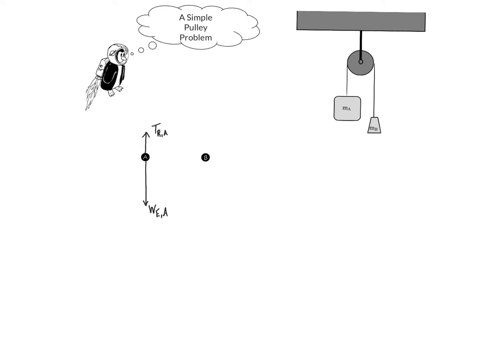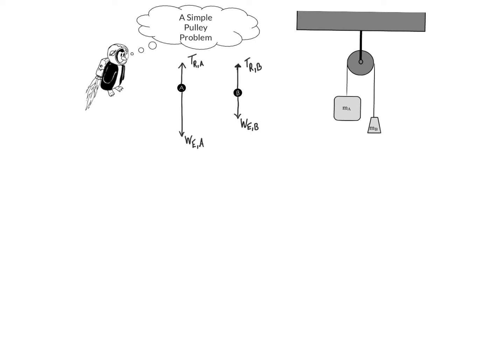Now we're going to do the same thing for block B. With the assumption that it's smaller and less massive, I'll draw a smaller arrow. We can always correct that later. So this is going to be the weight force of the Earth pulling down on block B. Now counteracting that is going to be a tension force. And this tension force is going to be between the rope and block B.